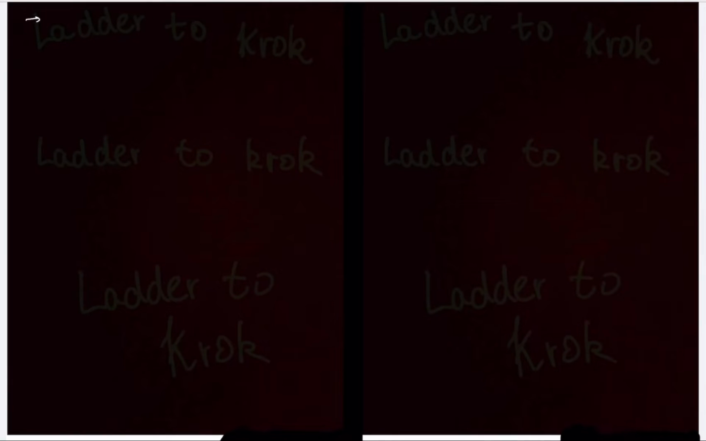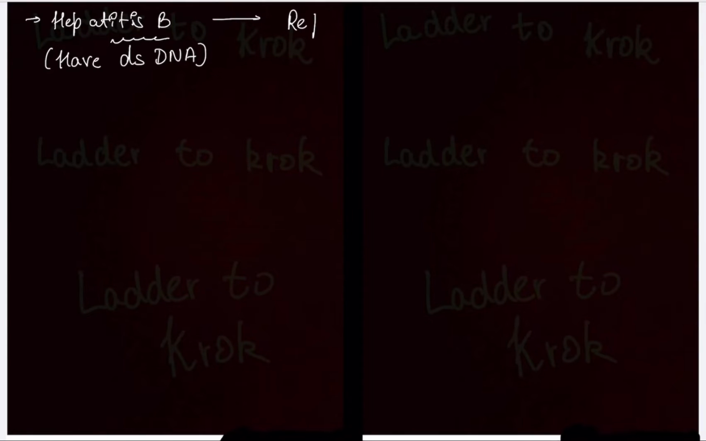Hepatitis B. One very important point about hepatitis B: it has double-stranded DNA. All other hepatitis viruses have RNA, but only hepatitis B has double-stranded DNA. It has double-stranded DNA, but it also replicates through an RNA intermediate.